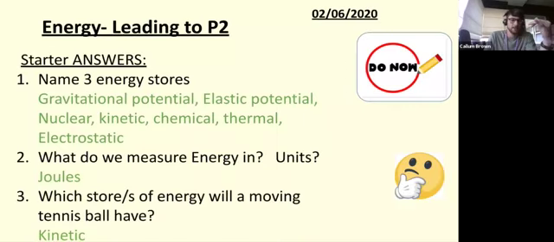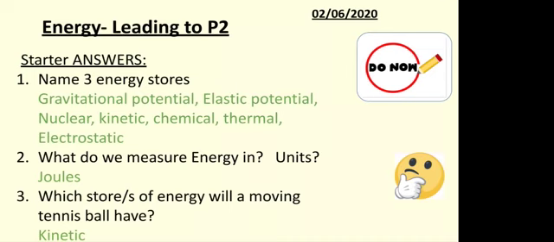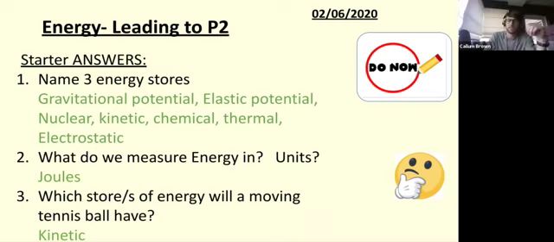So back to the starter questions there. Question 2, the unit for energy is joules. You can just write that with a capital J, but you have to understand that that is joules. Question 3, the store of energy in a moving tennis ball could be kinetic, because it's the moving energy. If I threw it upwards, obviously that kinetic energy would be transferring into gravitational potential energy. But it's the keyword moving, as I was saying there, that is going to tell you that it's kinetic energy.